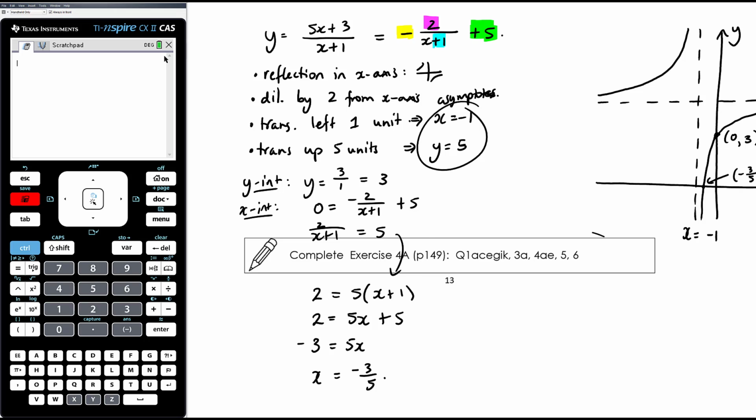Okay, so the work for today is here from exercise 4a, just practicing sketching some graphs of hyperbolas.